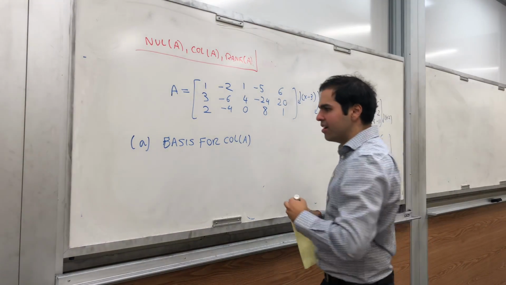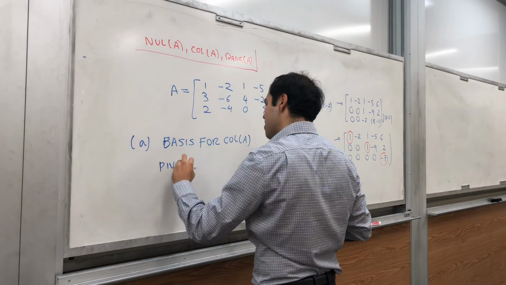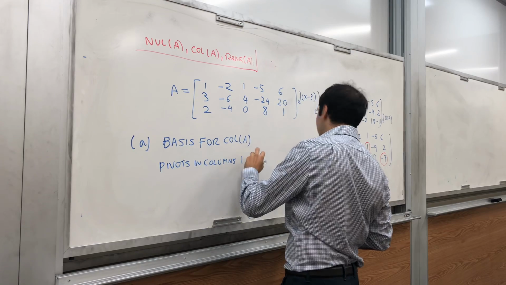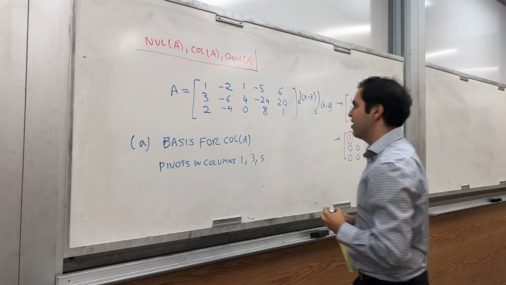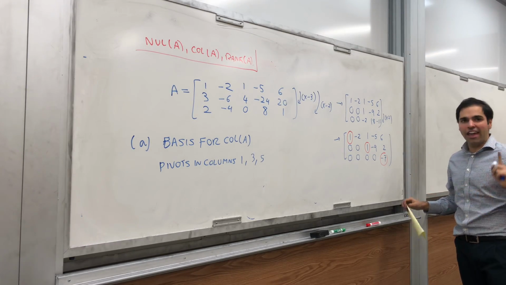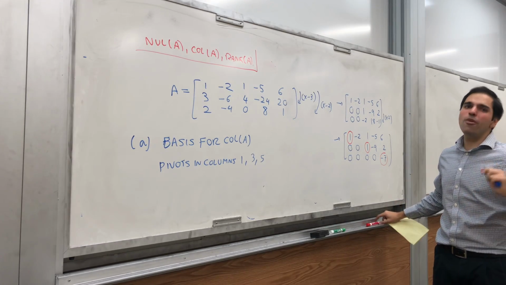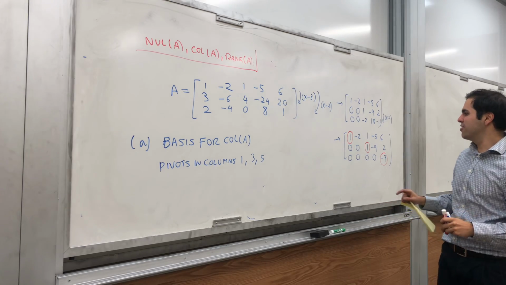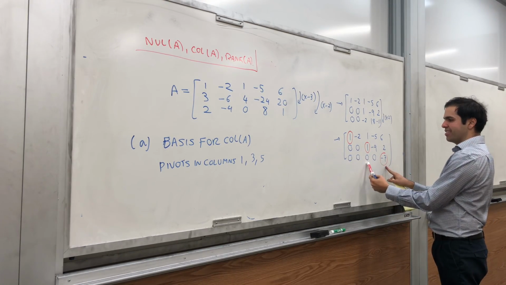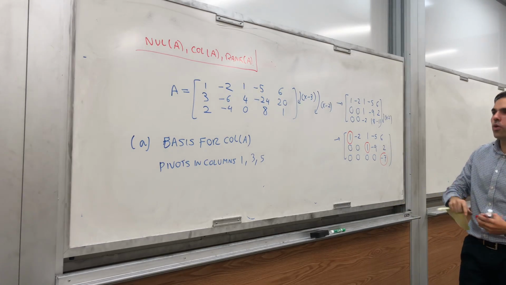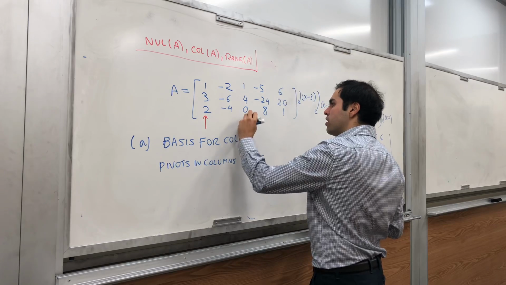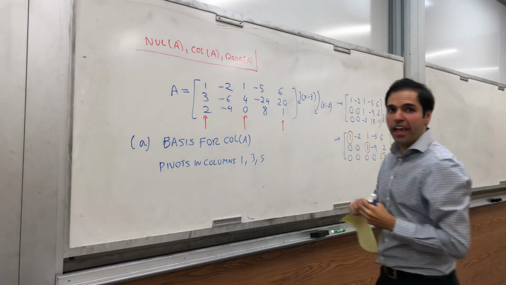In particular, your pivots are in columns 1, 3, and 5. Now, to find a basis for the column space of A, very important. Number one mistake people make in those kinds of problems, you're not allowed to choose those 3 columns from the row reduced matrix. You have to go back to your original matrix and pick the first, third, and fifth columns of A.